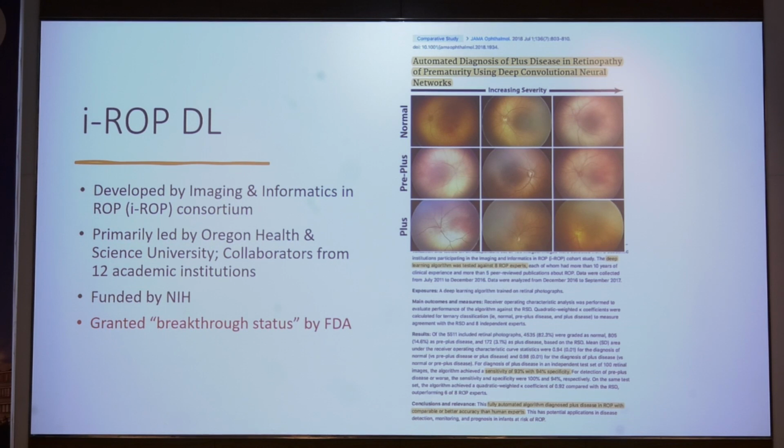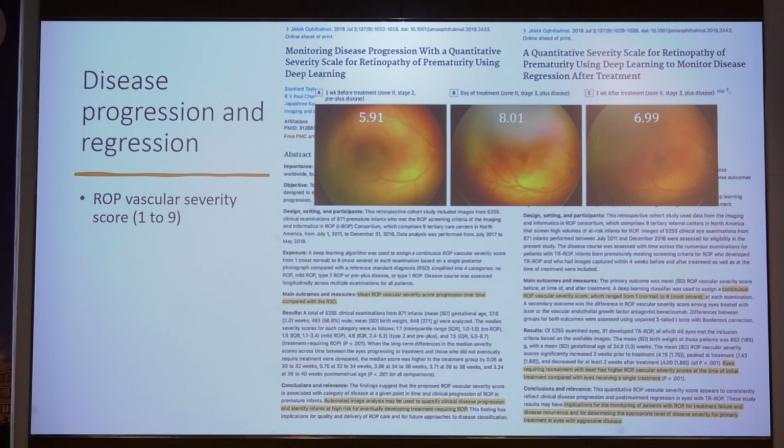An example of a deep learning algorithm which is used in ROP is IROPDL. It was granted breakthrough status by the FDA in 2019, and it has been developed with funding from the National Institute of Health. It has been used in multiple studies in the recent past, and this algorithm has a sensitivity and specificity of around 93 to 94%. So it is comparable to human experts.